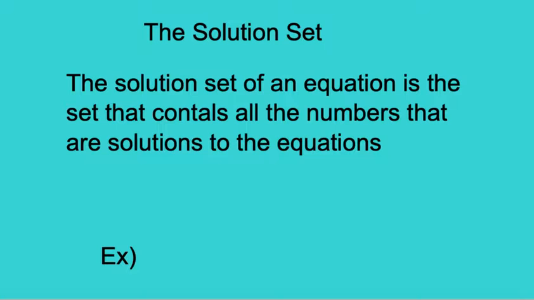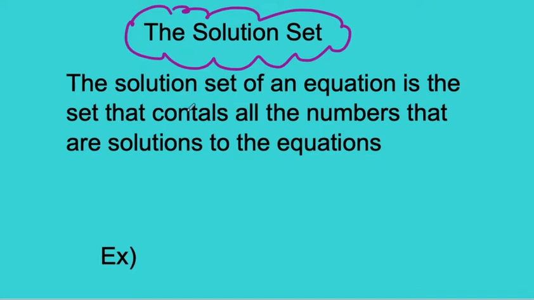All right, now we have something called the solution set. The solution set of an equation is the set that contains all the numbers that are solutions to the equation. So if I give you the equation x squared equals x, it is a quadratic equation, so we could solve it by setting everything to 0. Then we could solve by factoring it, taking out the greatest common factor of x, and we'd be left with x times x minus 1.